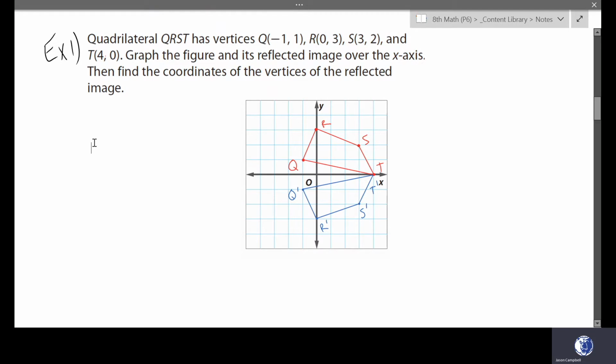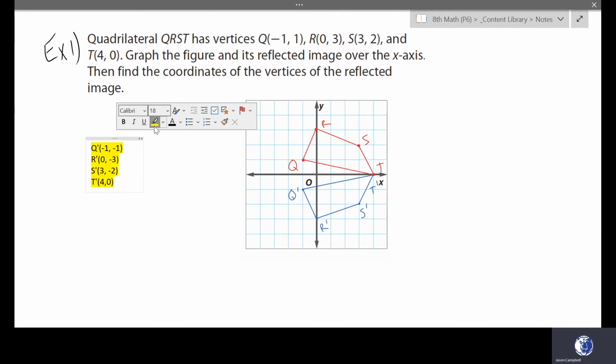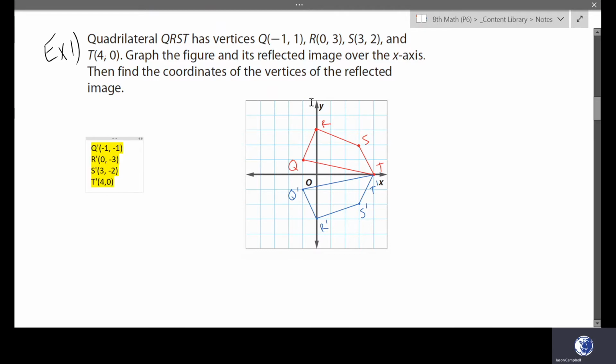So we're going to have to list our coordinates here. Let's do Q prime is at -1, -1. R prime is at 0, -3. S prime is at 3, -2. And T prime is at 4, 0, just like T. So there's our reflection over the x-axis.